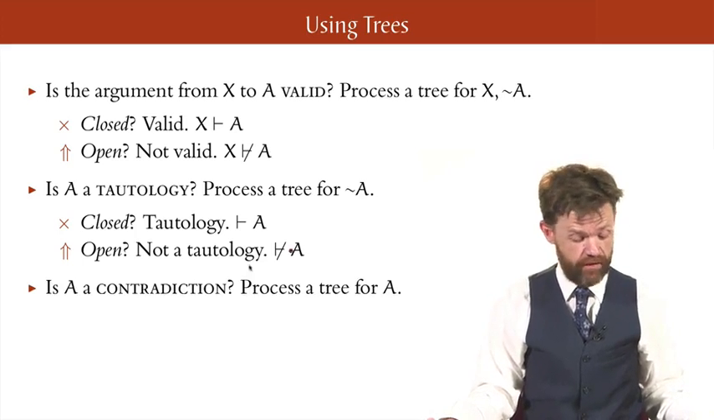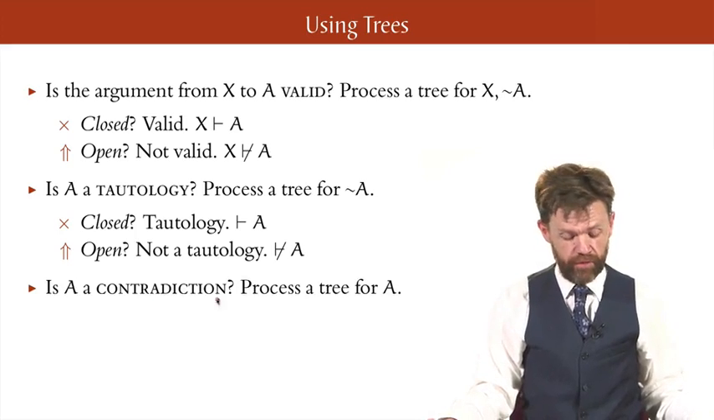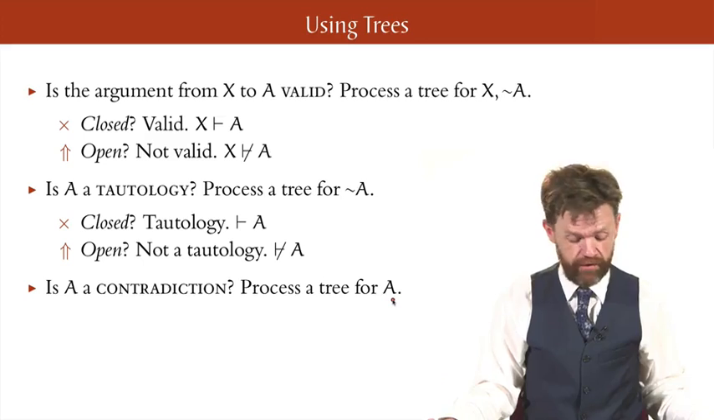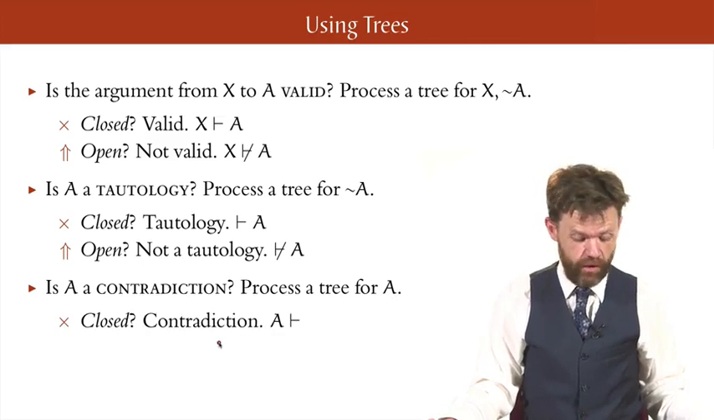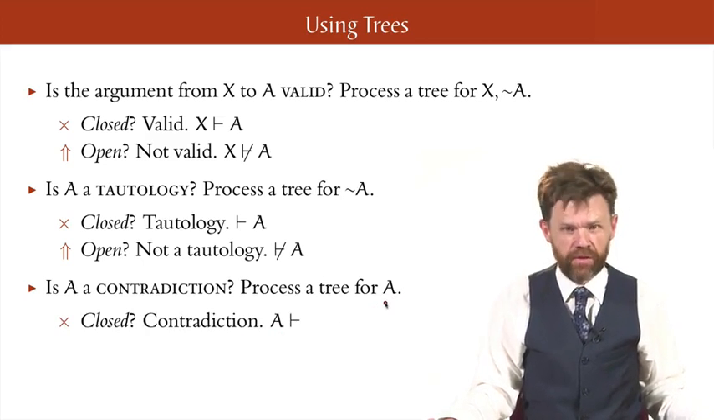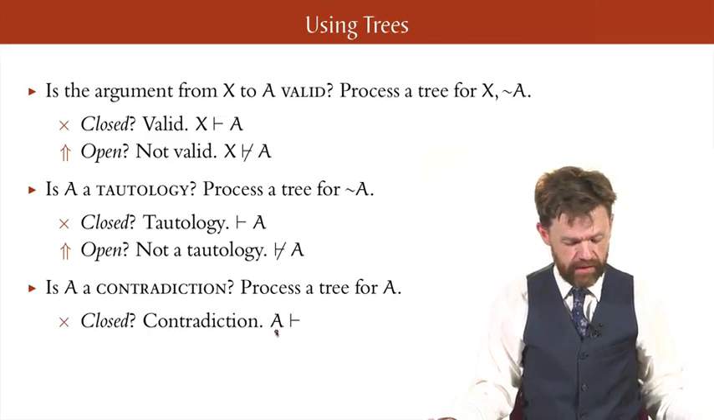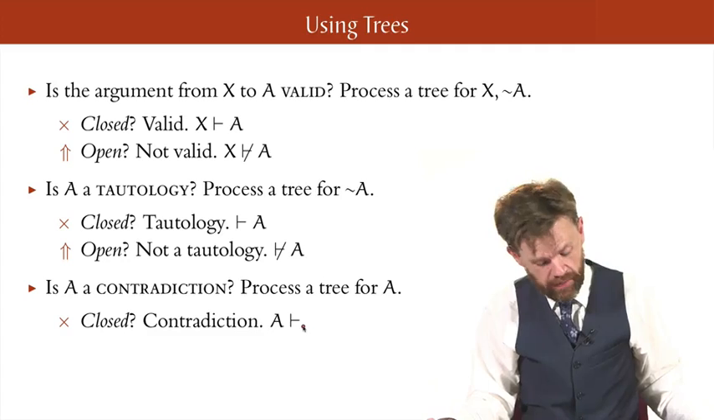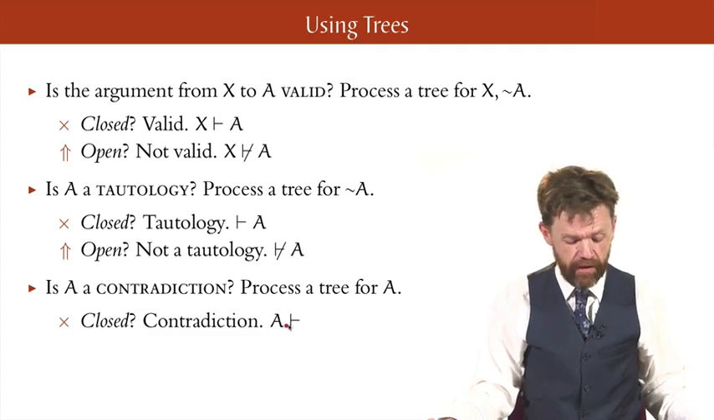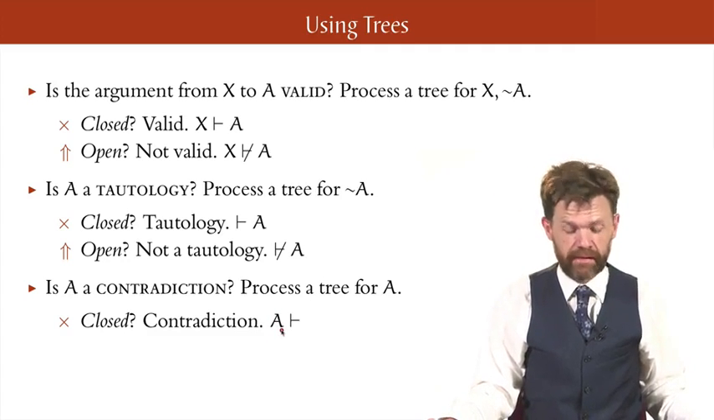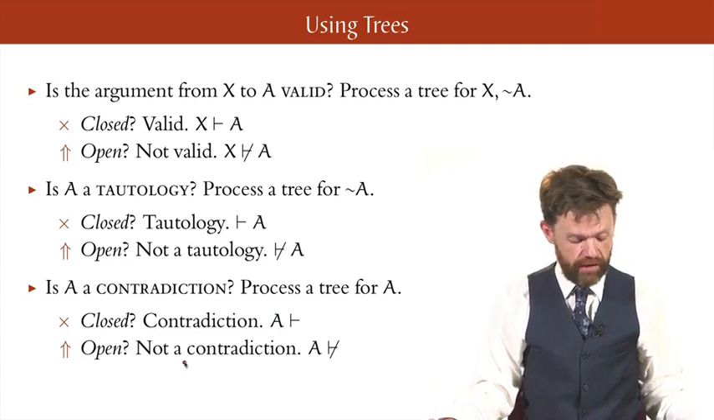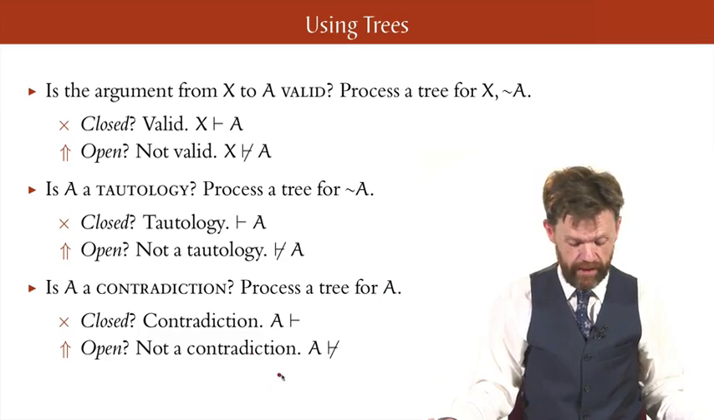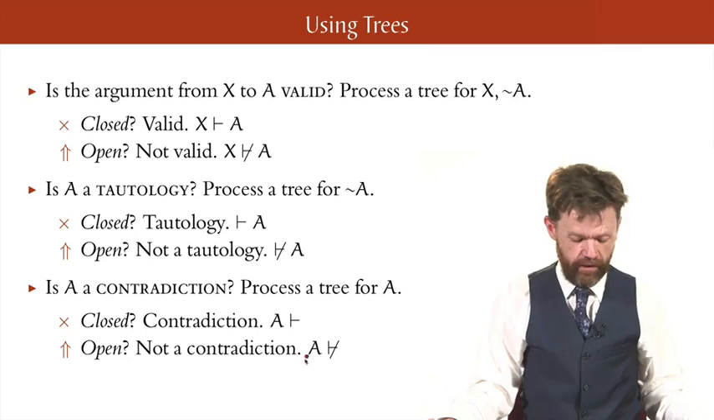Finally, if you wanted to show that a formula was a contradiction, you could process a tree for that formula itself. And if the tree closes, then indeed it's a contradiction because you can't make it to be true. So this time we write A with a turnstile behind it to say that we could never make A true. It's inconsistent or a contradiction. On the other hand, if the tree stays open, then I've got a way of making A true, and it's not inconsistent, it's not a contradiction. So we slash the turnstile, but this time with A on the other side.